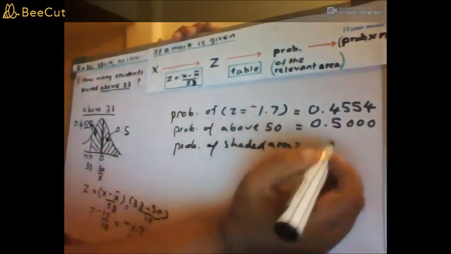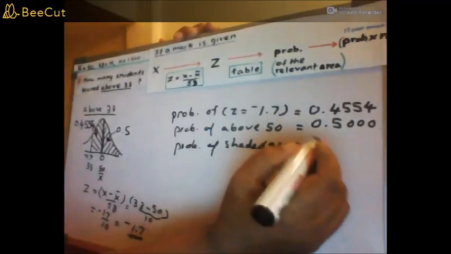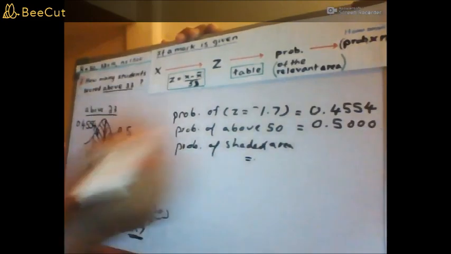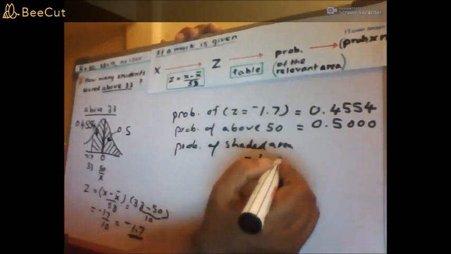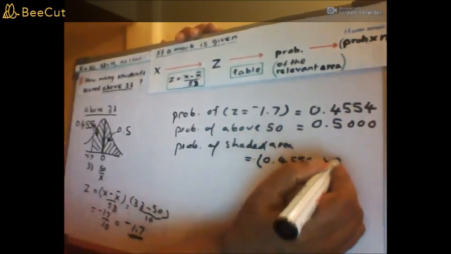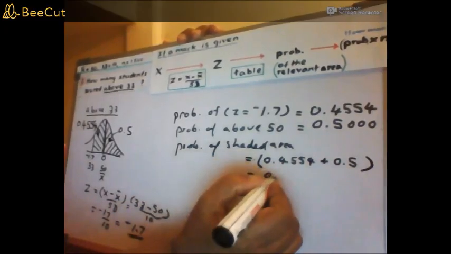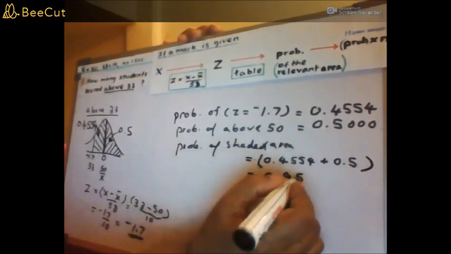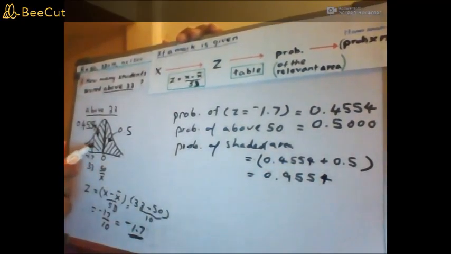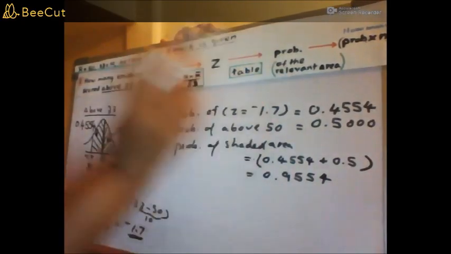Right. Now what you have to do? We have to add these two together. That is, yeah, you can write like this also. Equals 0.4554 plus 0.5. The answer is 0.9554. Answer in the sense the probability of the shaded area. Now we have found the probability of the shaded area.